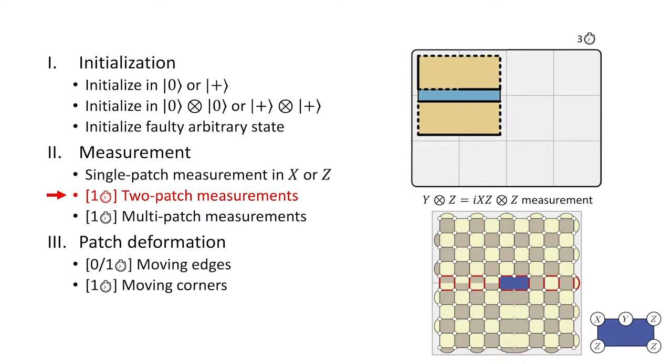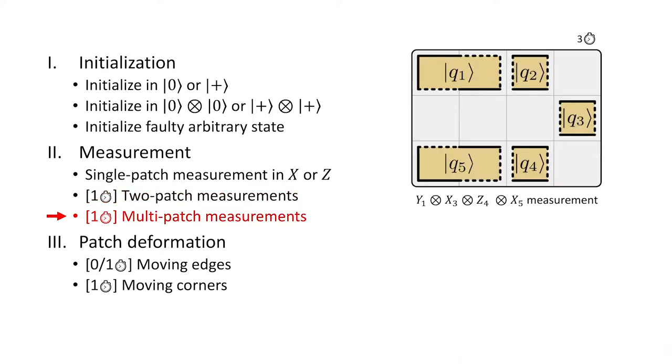What's even more interesting is that you can use multi-patch measurements to measure the product of any number of Pauli operators. The way it works is the following. If you have some unoccupied tiles, you can initialize an ancilla patch, which only survives for 1 time step. But during this time step, you can measure the product of any number of Pauli operators that are next to this patch. For instance, we can measure this 4-qubit Pauli operator, y1 times x3 times z4 times x5, using this multi-patch measurement. And after the measurement, the patch will be gone.